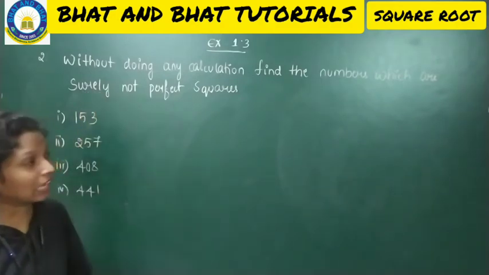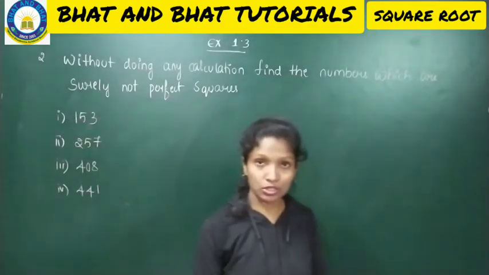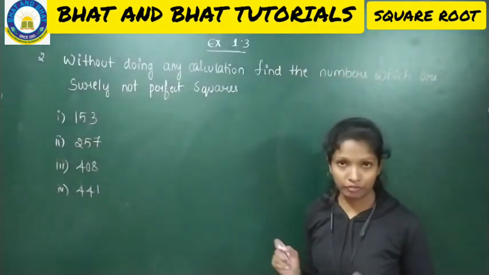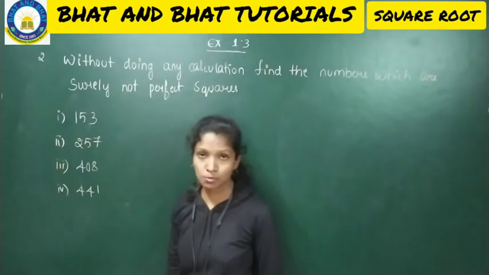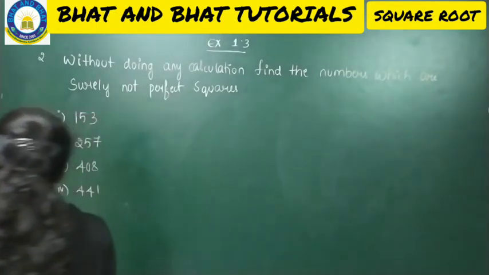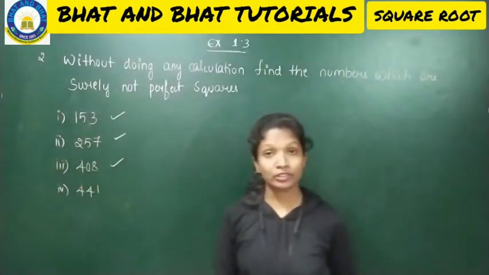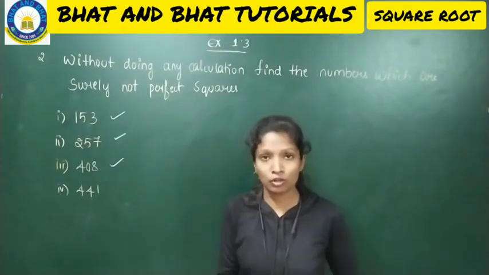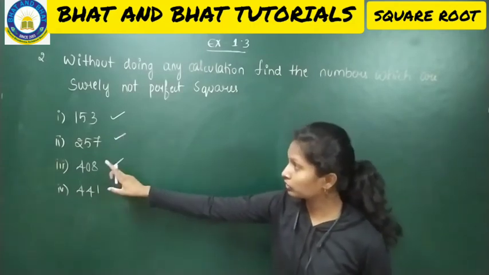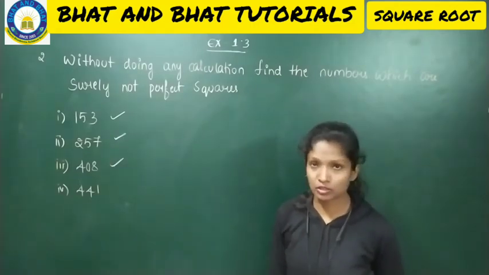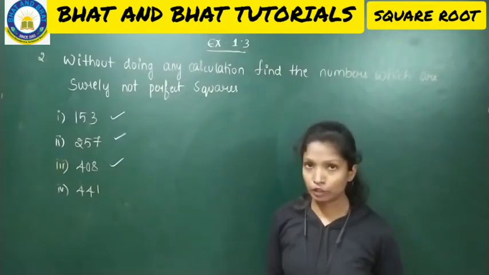So now see the numbers. Without doing any calculations, that means here no need to find the square root or do the square numbers. Without doing any kind of calculation, we have to identify which are not perfect squares in these numbers. So here you can easily identify that the first one, second one, third one are not perfect squares. Why? Because we have already studied the properties. The numbers ending with 0 (single zero), 2, 3, 7, 8 are not perfect squares. That property you can apply, and you can solve these kind of problems.